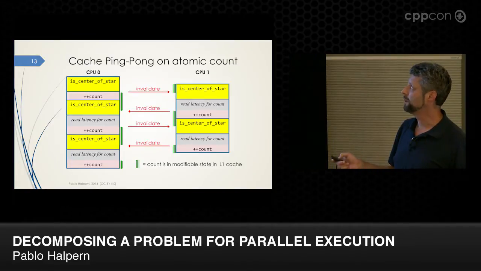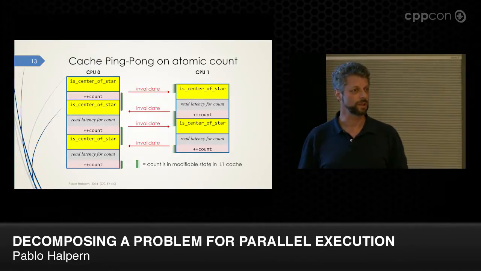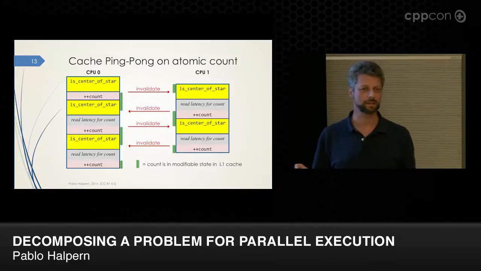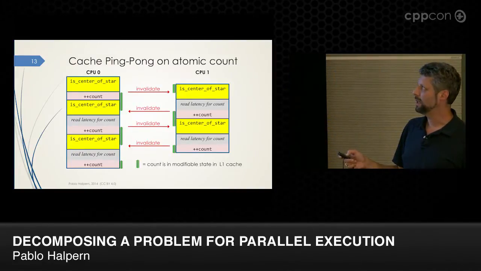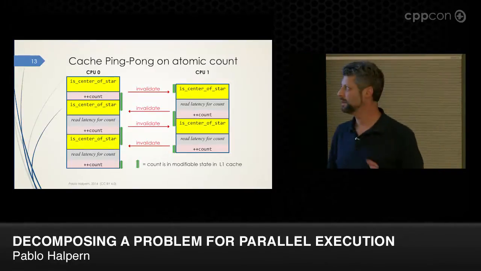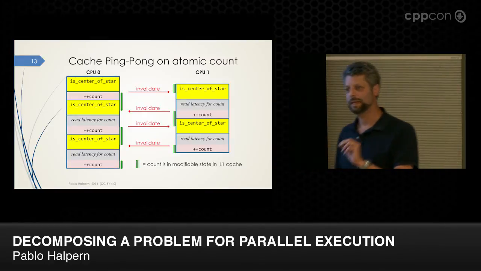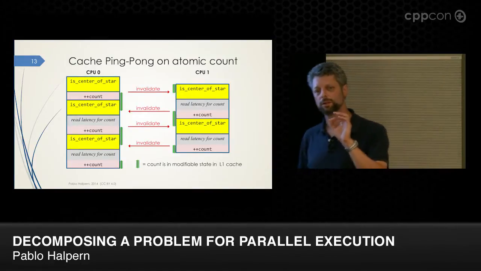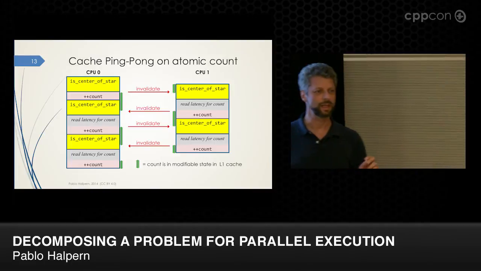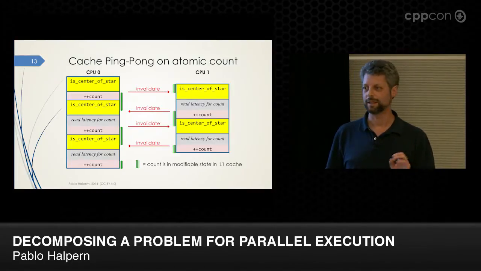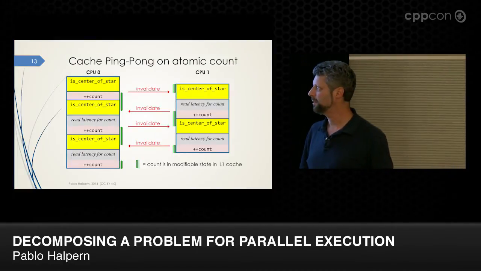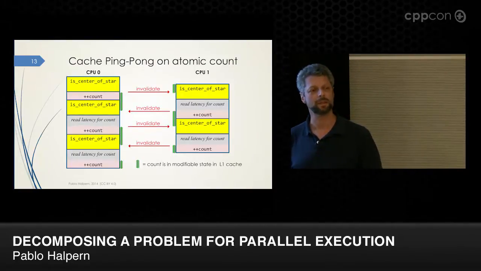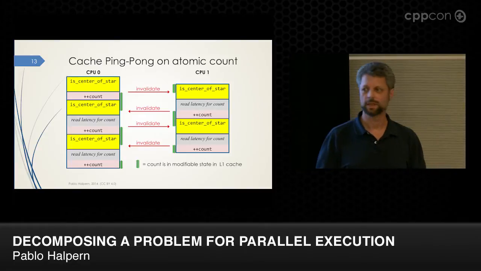Another CPU is doing the same set of operations on different pixels. The problem is that when this guy wants to increment the count, he has to say, wait, this is mine. There is an invariant that says a location can be in one L1 cache in modifiable state at a time. So you've got two CPUs here. Count cannot be modifiable in both CPUs at the same time.